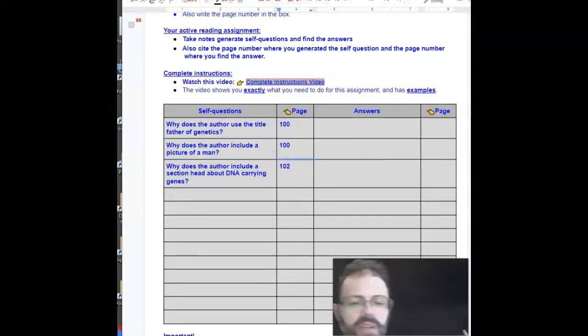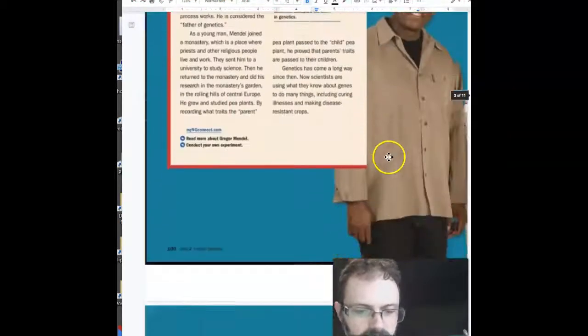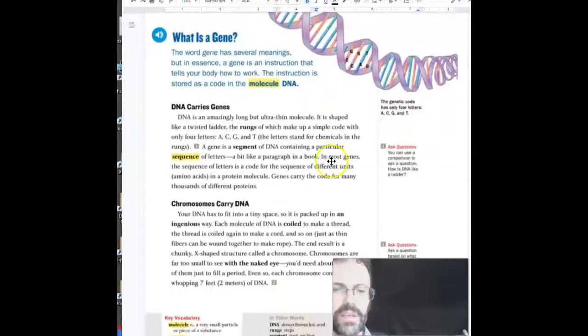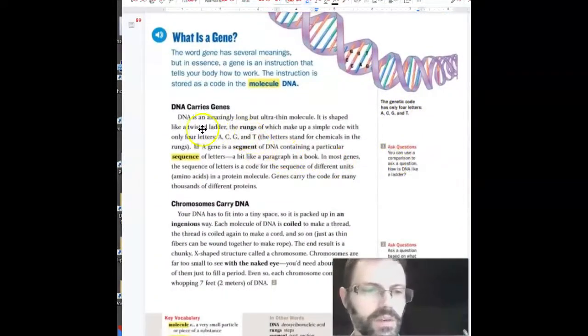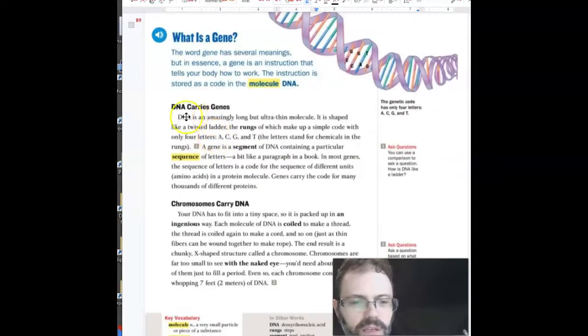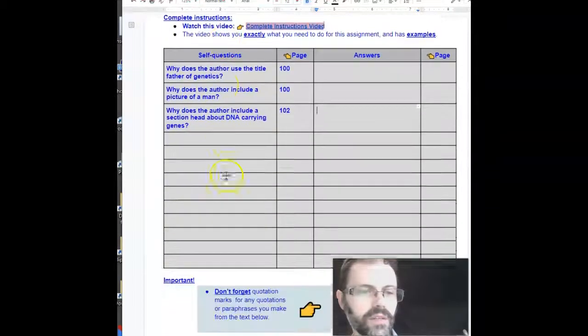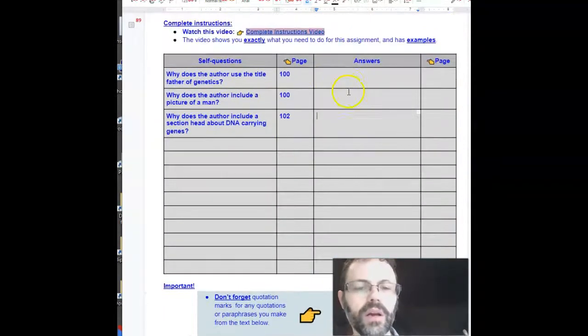There you go. I'm gonna let you do the answer again, and the reason why is going to be in here, and it's not. The answer is usually not super difficult. You just have to read a little bit about why it carries genes, and then you should be able to find the answer as to the reason why the author includes this here. Okay, so there you go. Make self-questions. Create self-questions on this side, put in the page number, and then you find the answers yourself, write in the page numbers there.